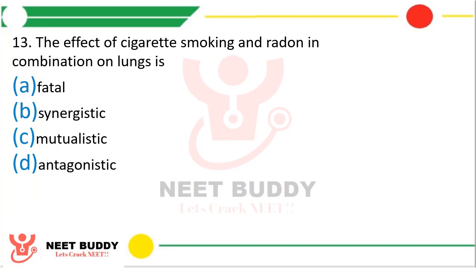Question number 13. The effect of cigarette smoking and radon in combination on lungs is fatal, synergistic, mutualistic, or antagonistic. The correct answer is option B. They are synergistic in action.